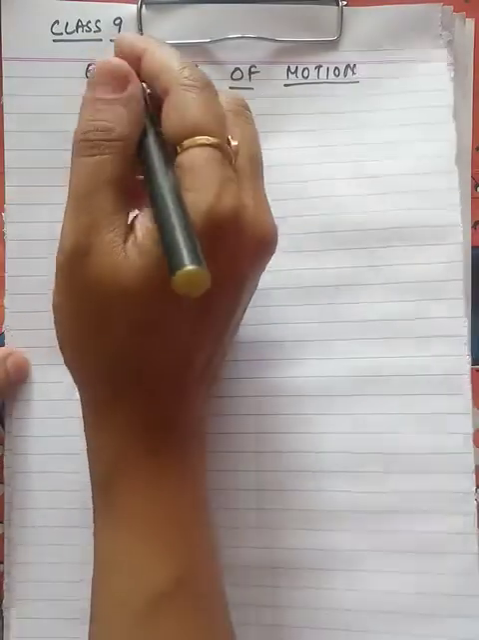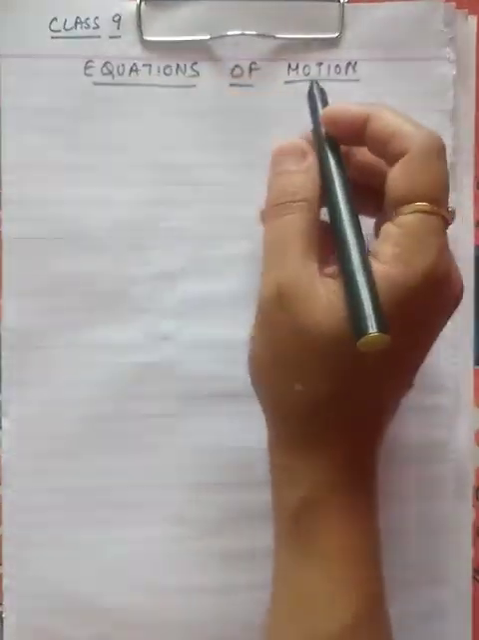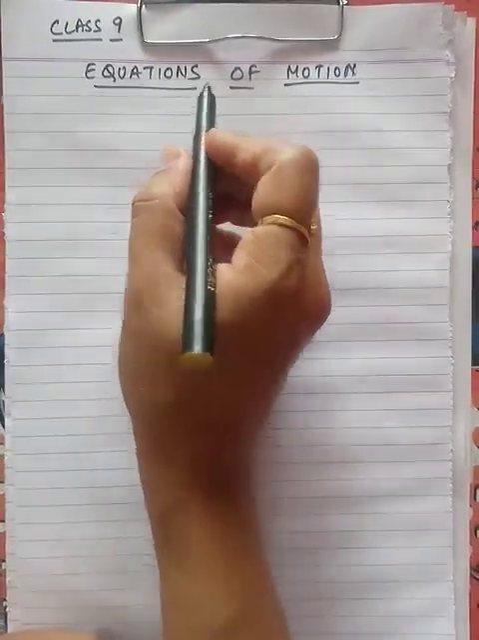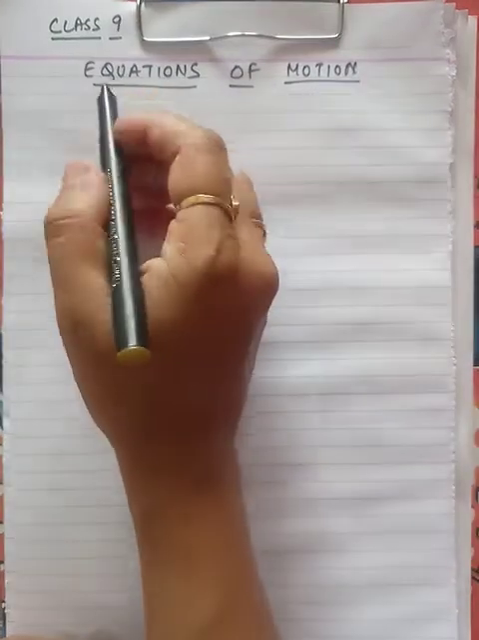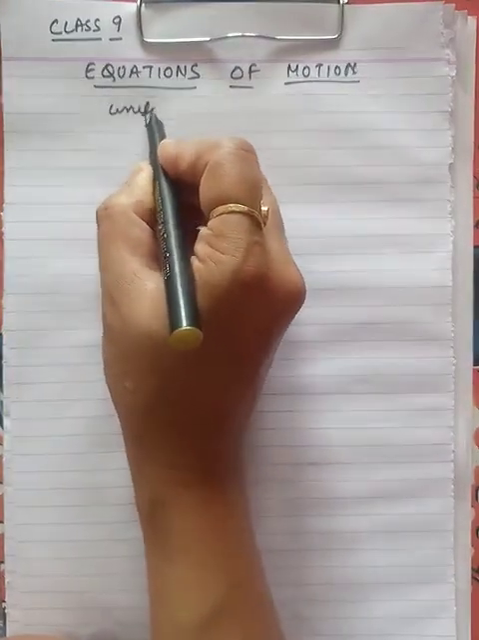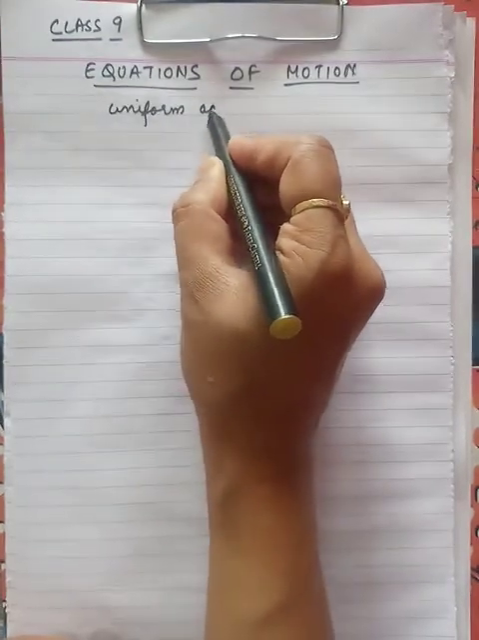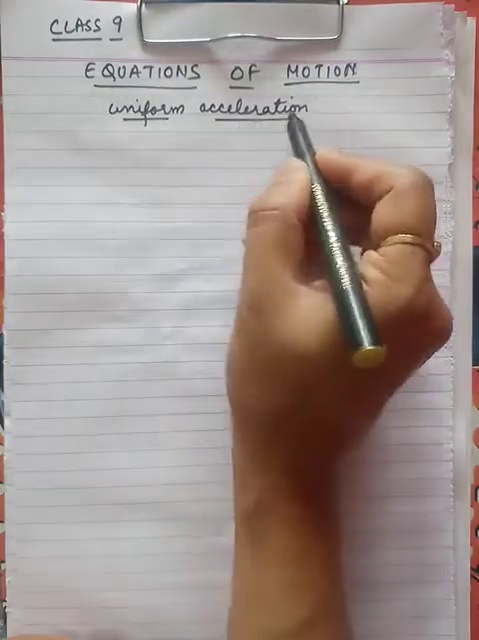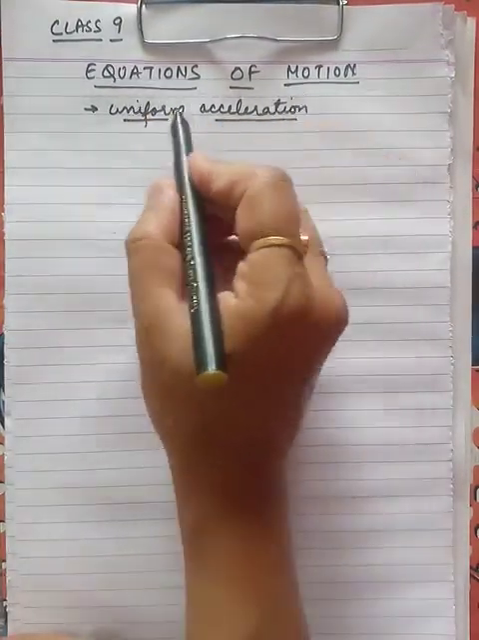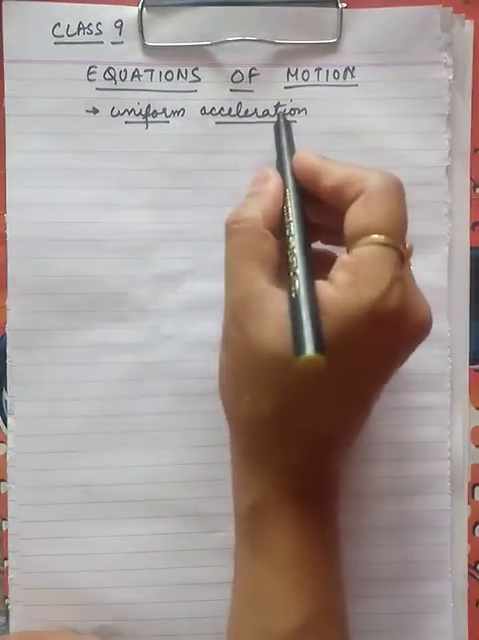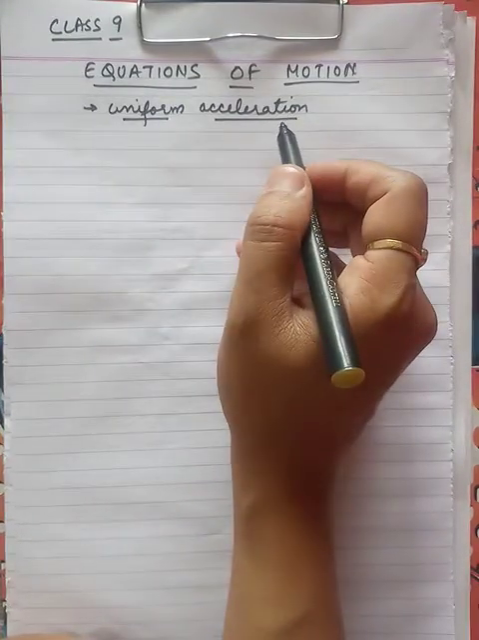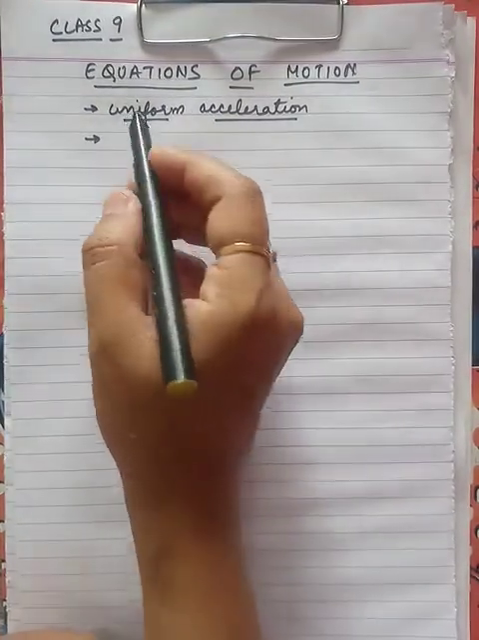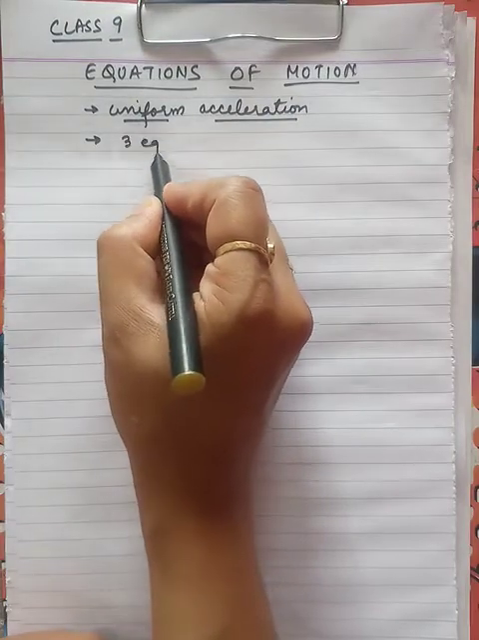The first and foremost important thing for equations of motion is that these equations are applicable in a situation where there is the case of uniform acceleration. Right? This is very important to remember, that these equations are applicable only in the case of uniform acceleration. In no other case these equations are applicable. Okay, and there are three equations of motion. We are having three equations.